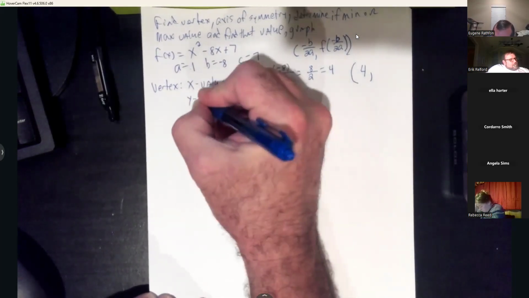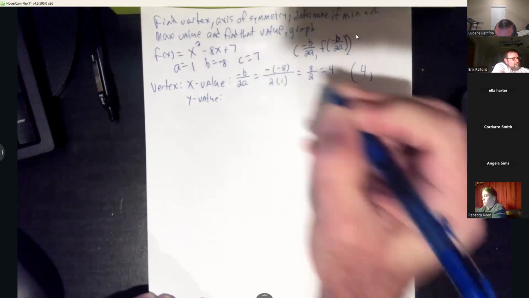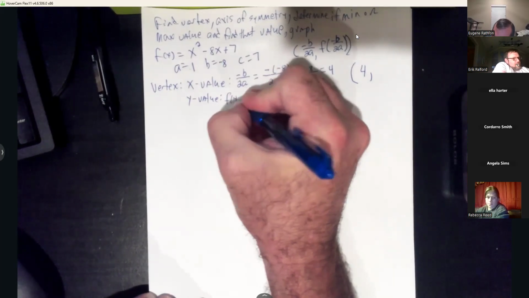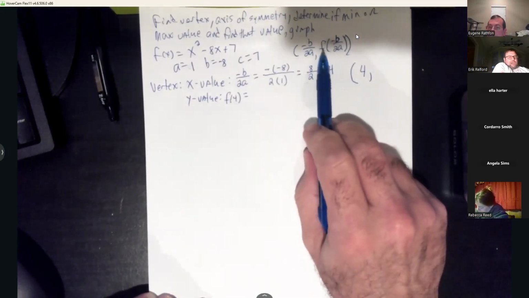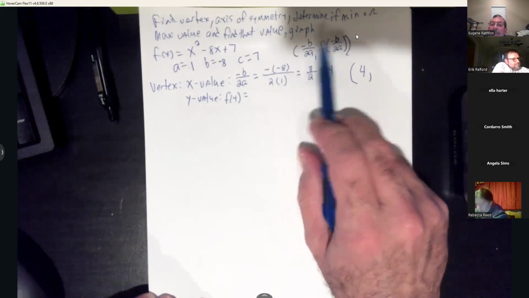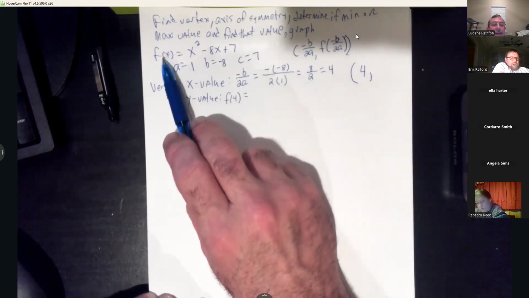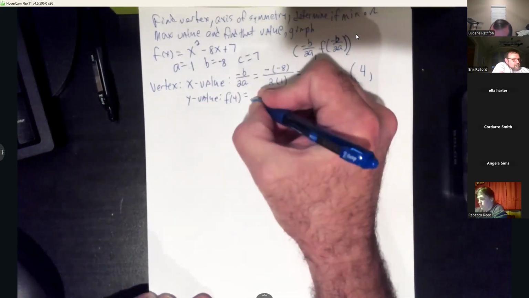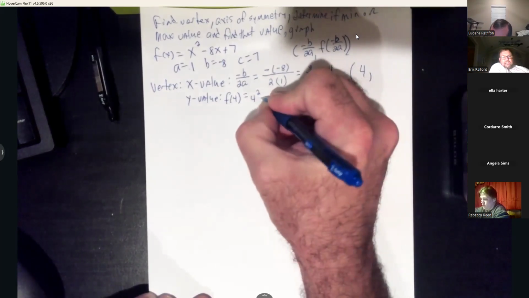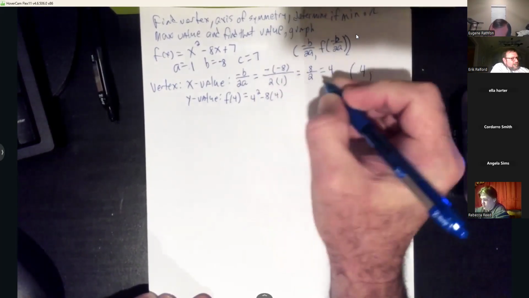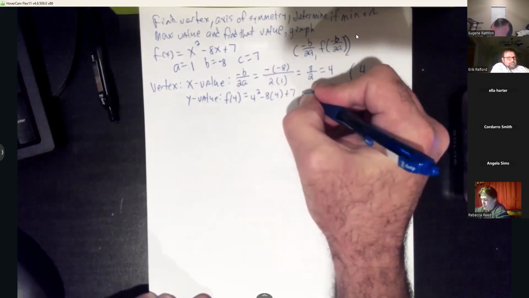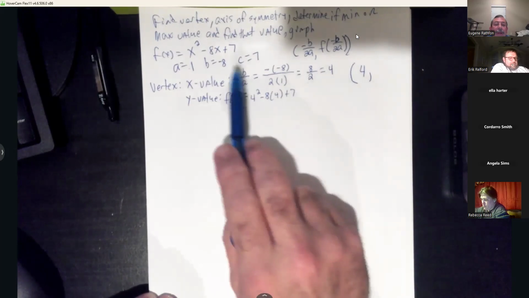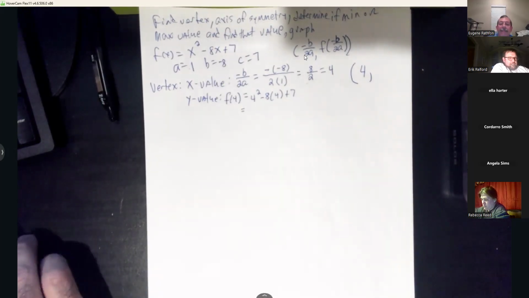So now I want the y value of my vertex. I'm going to find f of 4. So that's what they mean by f of negative b over 2a. Whatever this equals, we'll find f of that right here. So f of 4 is going to equal 4 squared minus 8 times 4 plus 7. Okay, so whatever I got here, I plug it right back into this equation, okay?